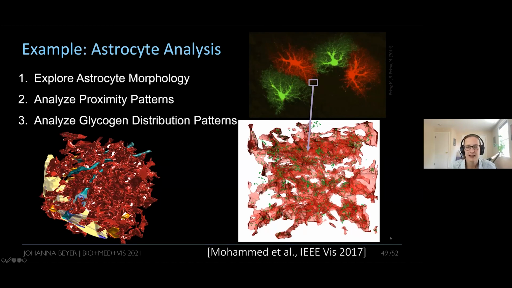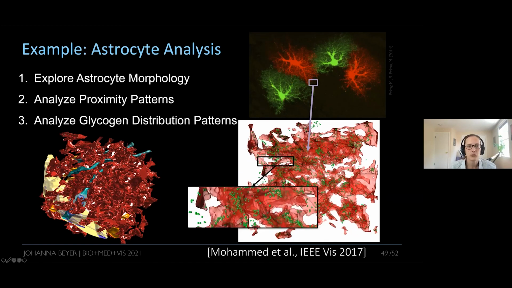And another example would be here on the right, in green, you can see individual glycogen granules, and looking at the distribution of those glycogen granules in astrocytes, because glycogen granules deliver energy. So it might be important where those are and if there are synapses nearby, or what type of synapses are nearby. So really looking at this entire neighborhood or spatially related neighborhood is important to scientists.